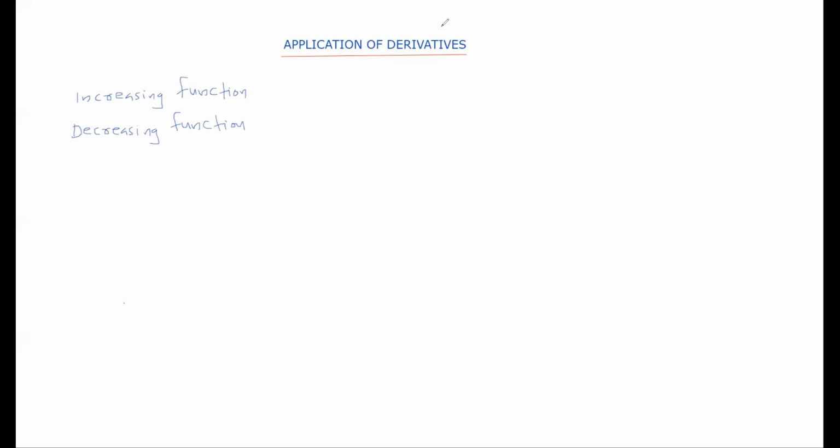Normally from the name itself, you will understand increasing function. Increasing function, what will it mean? It will keep increasing as it goes. For example, this is your x-axis and y-axis. If the graph is like this, you can see that when x values are increasing, the function values y is also increasing.